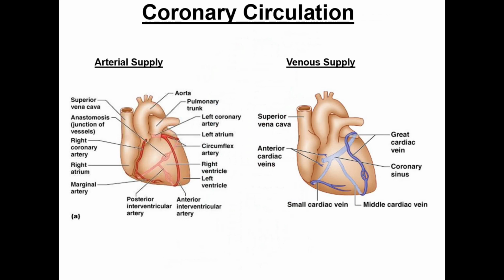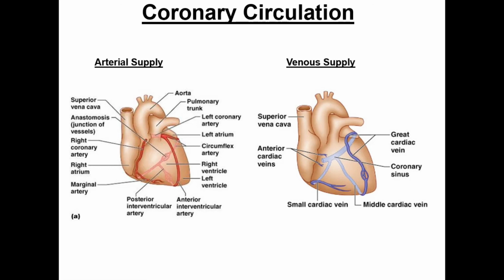The coronary circulation is the functional blood supply to the heart muscle itself. The collateral routes ensure blood delivery to the heart even if major vessels are occluded. So these are the arteries. They are supplying the heart. The right coronary artery, the left coronary artery, the circumflex artery. This is the anastomosis junction of the vessels. You can see the posterior interventricular artery. This is the anterior interventricular artery.